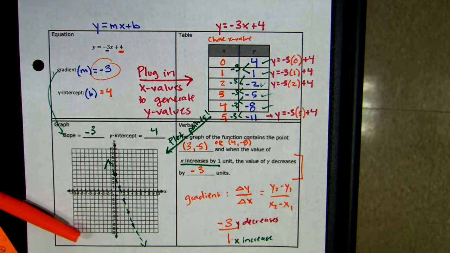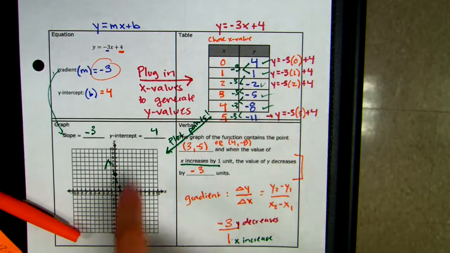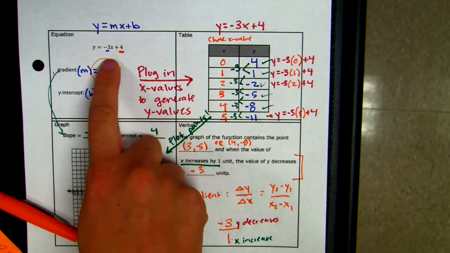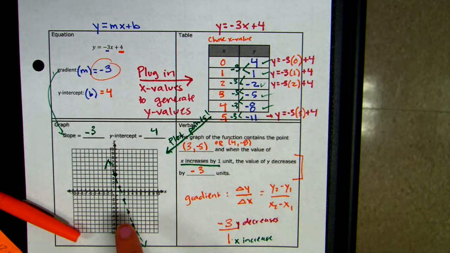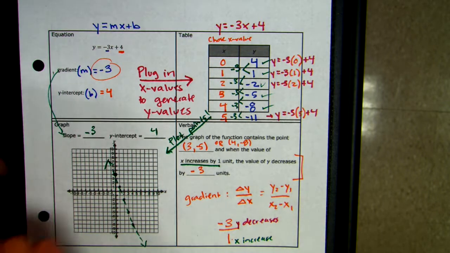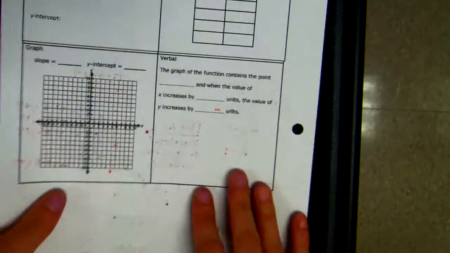So this verbal explanation really just describes our slope. Okay, so it is all the same thing. This is all the same function. We've just shown it as an equation, as a table, and as a graph, and explained what each of those mean in words.